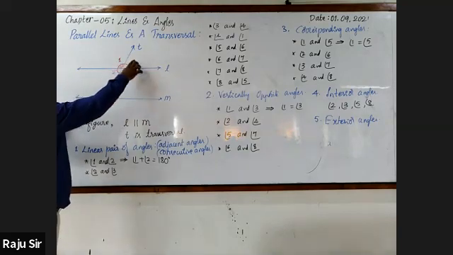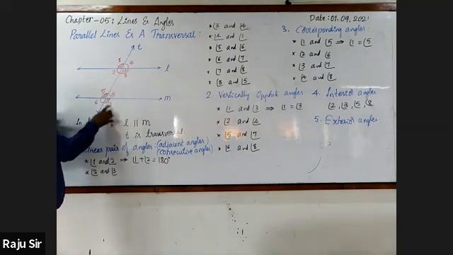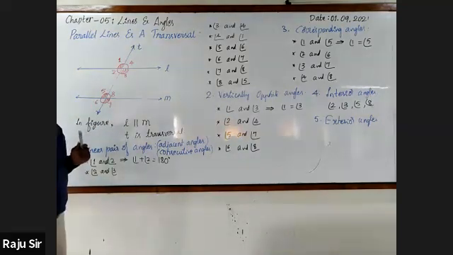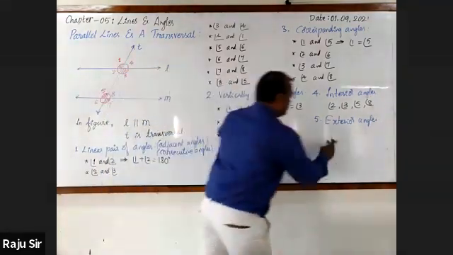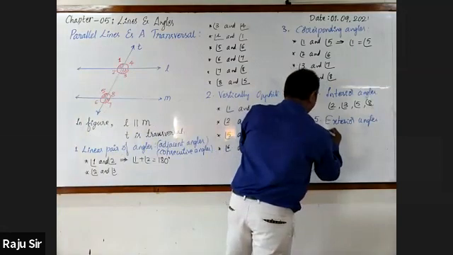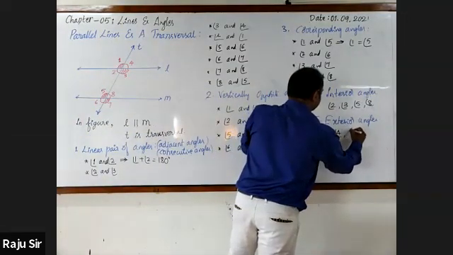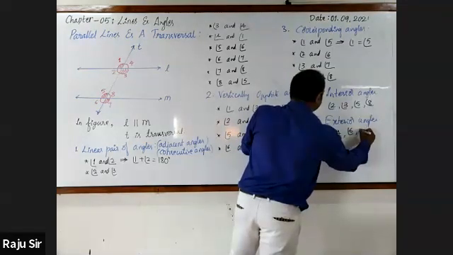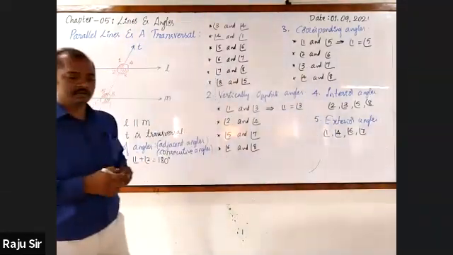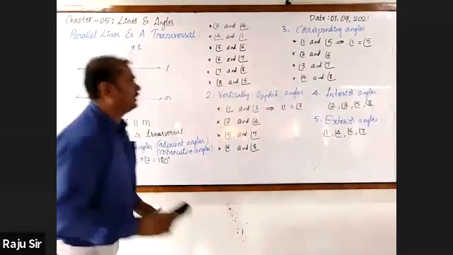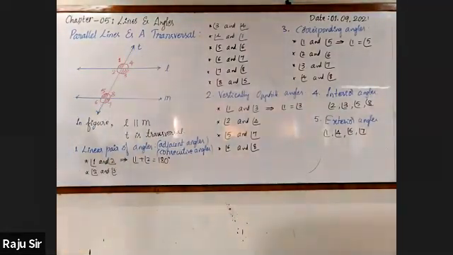Angle 1, angle 4, angle 7, angle 6. These are exterior angles. Sit down. Good. Right. Angle 1, angle 4, angle 6, angle 7. These are exterior angles. Copy. Next.